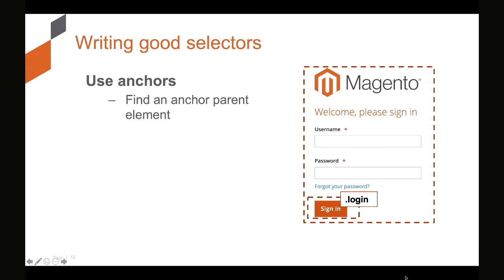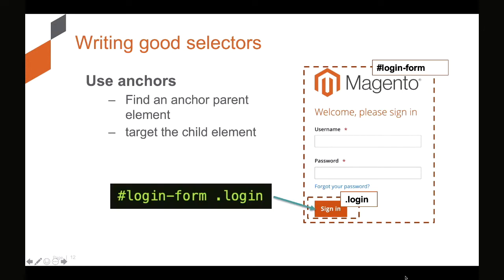and look for an anchor parent element. An anchor parent element should have a unique identifier. In this example, you have an ID for this form called login form. So that's the anchor element in this case. Then you can target the child element in this way. This is a good practice to make sure that we don't have a very long hierarchy of elements in the selector to get to a child element. So you're going from parent to child in this case.